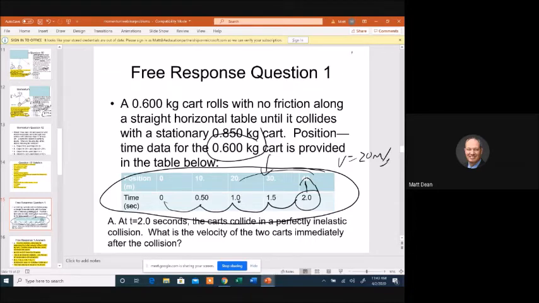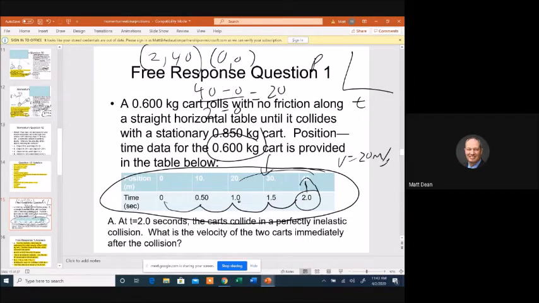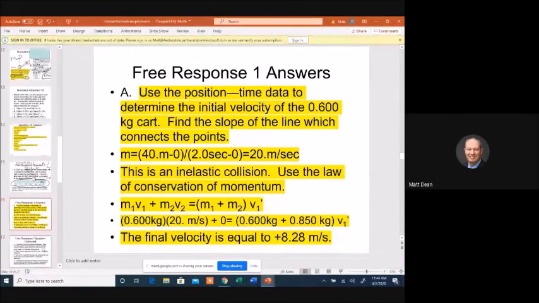If we were graphing this, we would graph it as position versus time, so we could take any 2 points and go from there. Let's take the last point, which would be 240, and let's take 0, 0 as our first point. We could calculate the slope between those points: 40 minus 0 over 2 minus 0 and end up with 20. The speed is 20 meters per second. That's what we need to get from this data, and it's constant to begin with. That's for the 0.6 kilogram cart. You probably would have got a point if this was an FRQ for finding that speed, 20 meters per second.